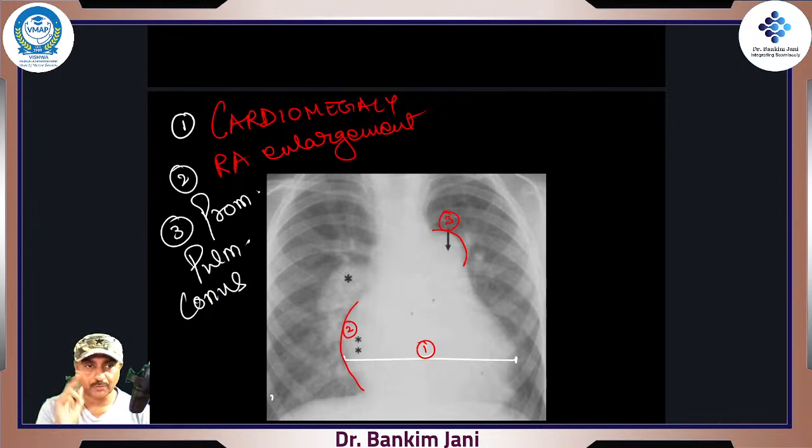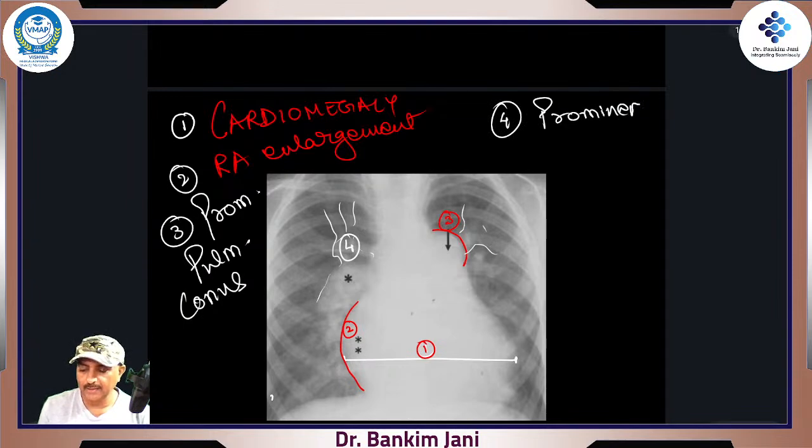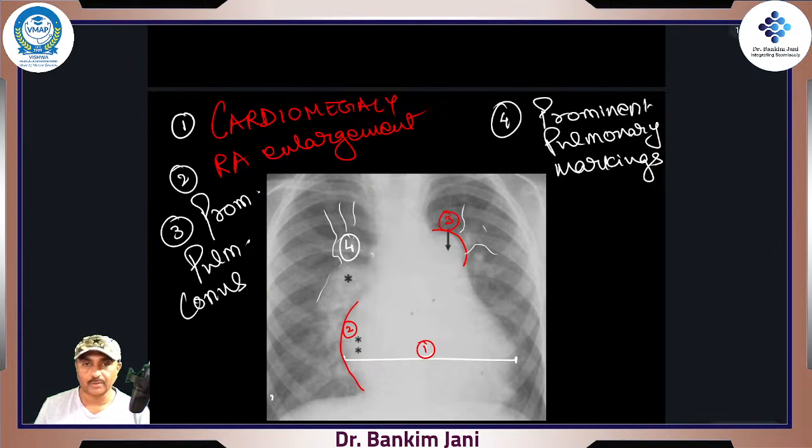Now we watch for the pulmonary markings. Well, pulmonary markings, can we see? Yes, we can see, right? These are the pulmonary markings. See over here, here, right? They can be seen. Over on this side also, they can be seen. So let's write over here, 4, prominent pulmonary markings, right?